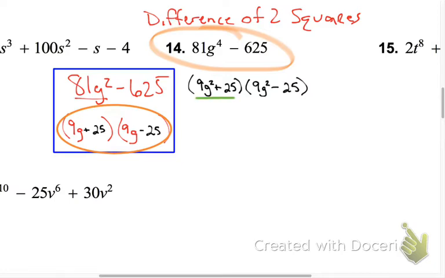Is the one that's underlined in green, is it a special case? Is it a difference of two squares? 9 is a perfect square, 9g squared is a perfect square, 25 is a perfect square. Is it a difference of two squares? Well, no, it's a plus sign. So is it a sum of two cubes? No, okay, because it's a square.